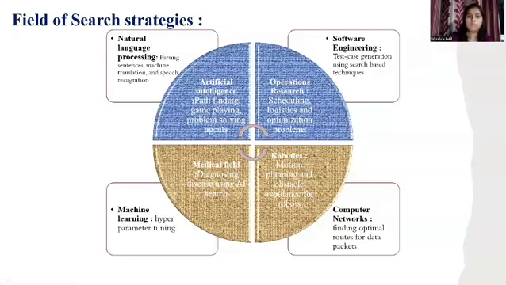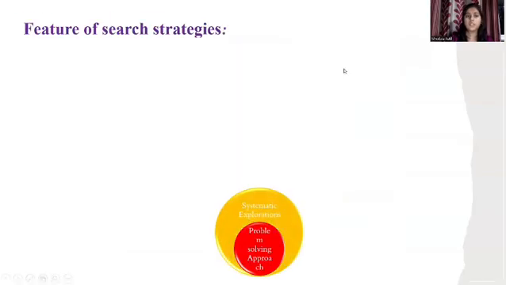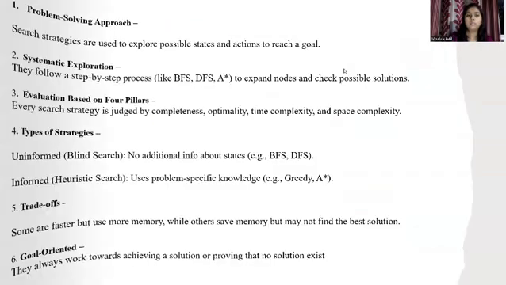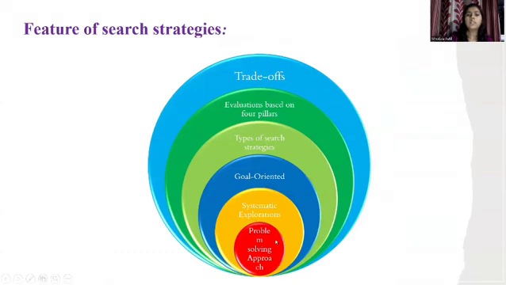So next, features of search strategy. Sorry, there are six features of search strategy. First one is problem solving approach. Second is systematic exploration. Third one is goal oriented. Fourth one is types of search strategy. Fifth one is evaluation based on four pillars. And sixth one is trade-offs. These are the features of search strategy.